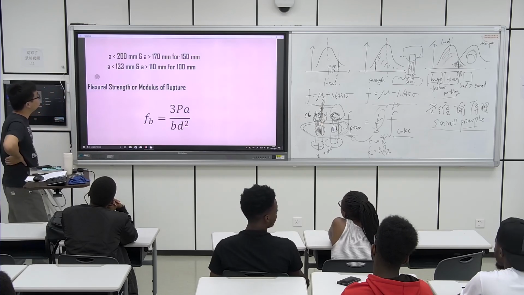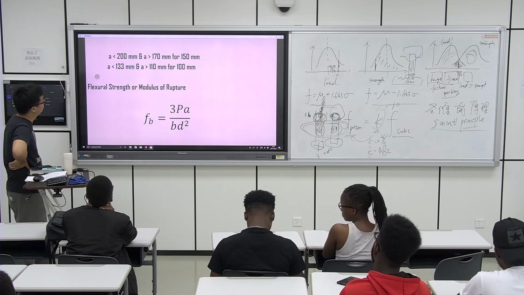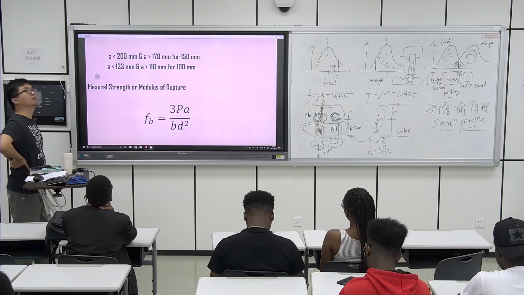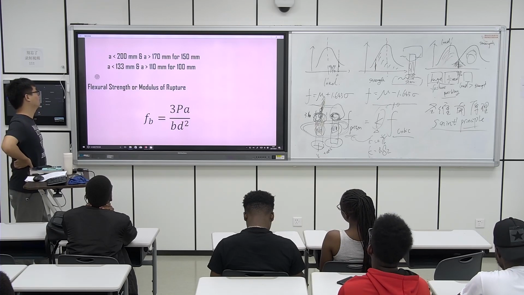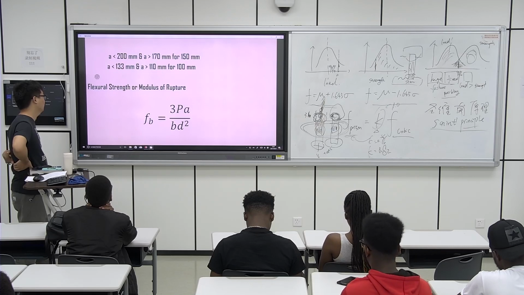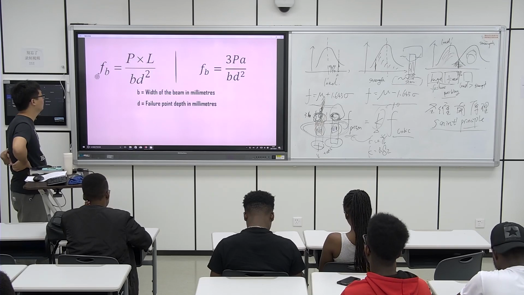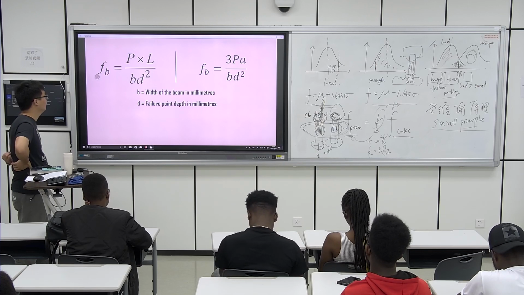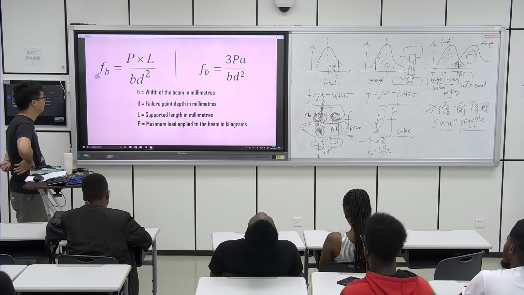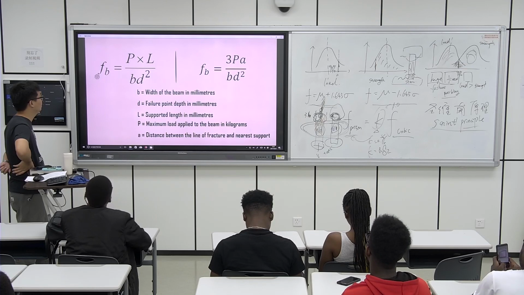If a is less than 200 mm and greater than 170 mm for 150 mm specimens, and less than 133 mm and greater than 110 mm for 100 mm specimens, then flexural strength or modulus of rupture, Fb, is calculated by the equation: Fb is equal to 3 P a divided by B d squared, where B is the width of the beam in millimeters, D is the failure point depth in millimeters, L is the supported length in millimeters, P is the maximum load applied to the beam in kilograms, and a is the distance between the line of fracture and the nearest support in millimeters.